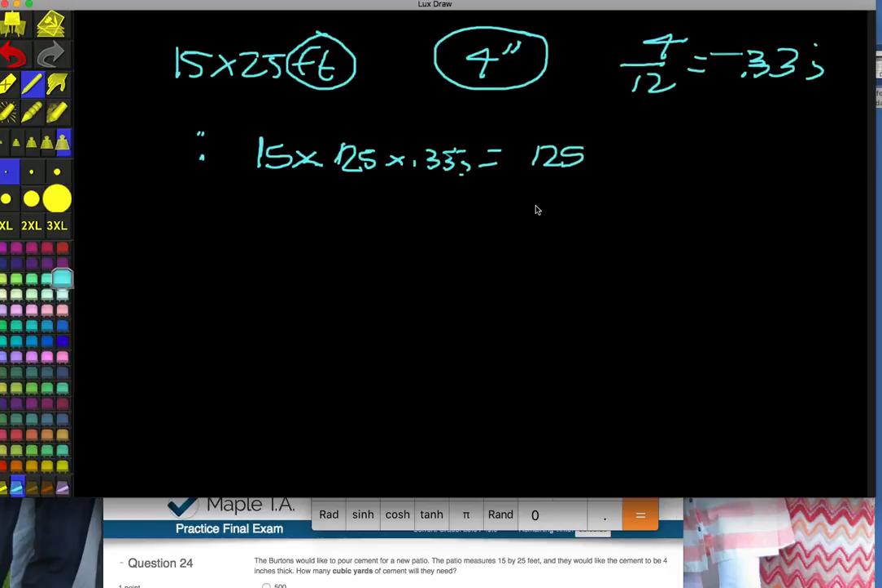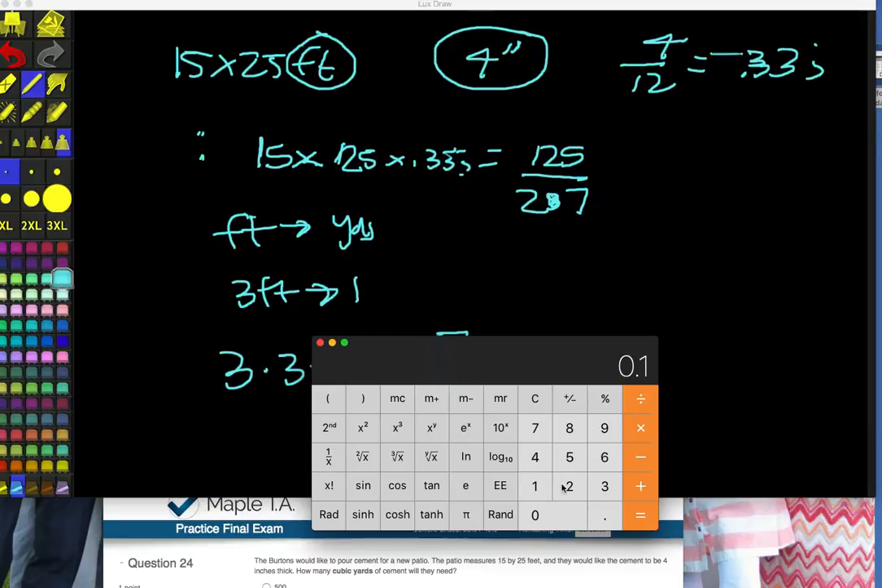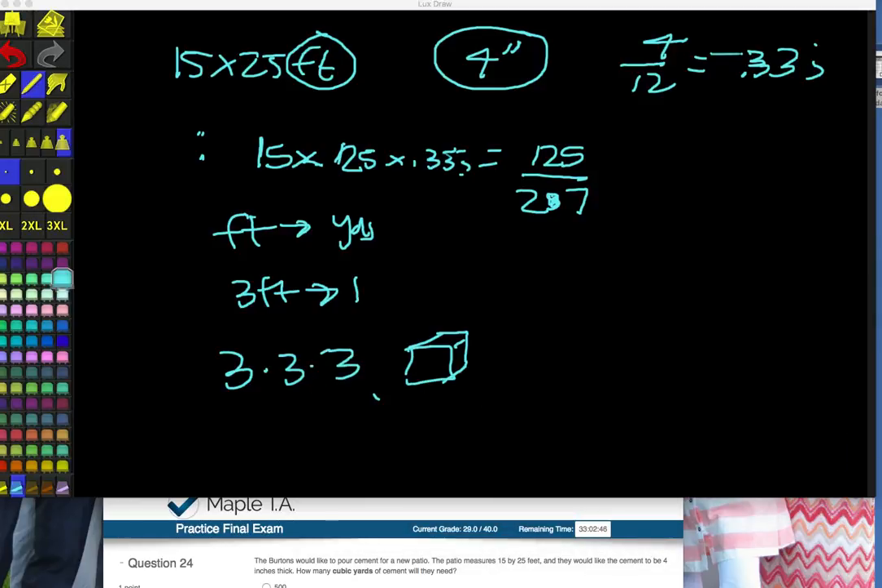So this is 125, and that is going to be cubic feet. But they want to know what it is in cubic yards. So feet to yards, there's 3 feet, right, in 1 yard. So I'm going to divide this by something. But guess what? It's not going to be 3. And it's not going to be 9. It's actually going to be 27. It's going to be 3 times 3 times 3, because there are 3 dimensions to this thing that I'm making. So that's 125 divided by 27. And I get 4.63. So that is how many cubic yards of cement I would need.